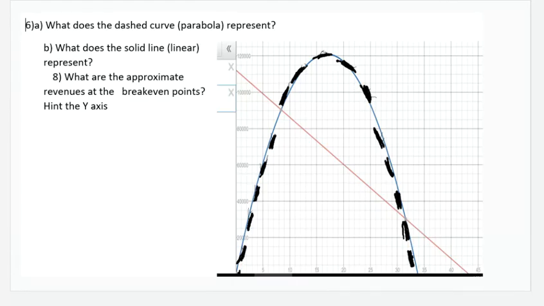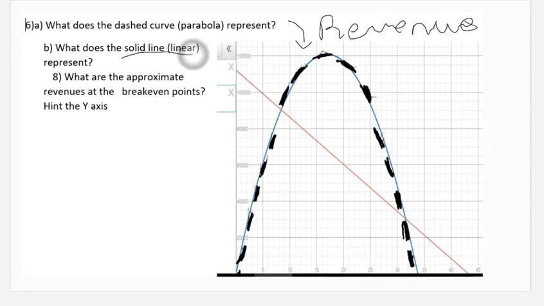Okay, so the next one, we're looking at our revenue and expense. What does the dashed, curved part represent? The curved part, everybody, is the revenue. And the solid line, the linear part, is the expense. Okay, so that part is the expense.